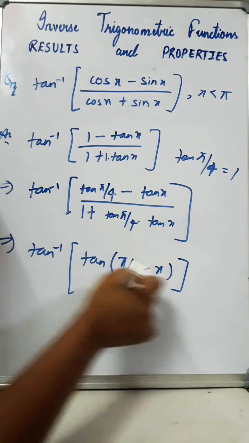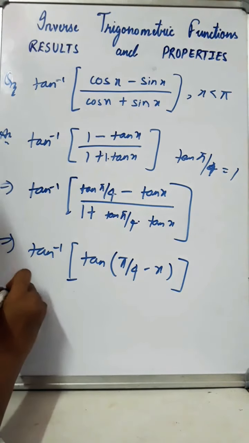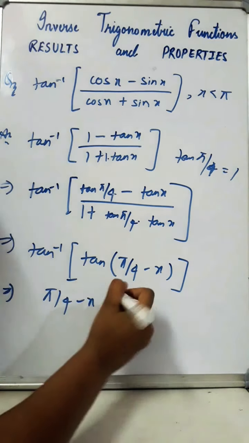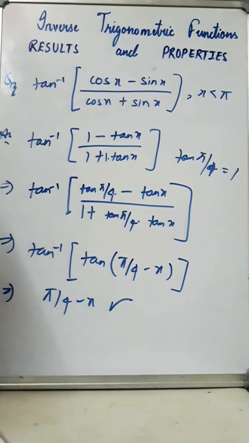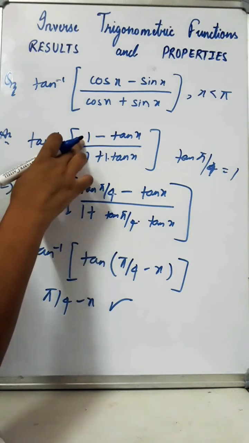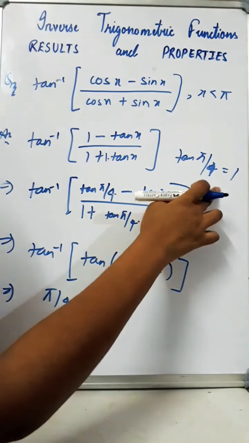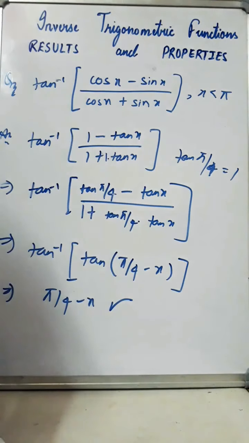Right? So you got it. Now what is your answer? Pi by 4 minus x. So this is your required answer. See what you did here. 1 was given, so you converted 1 into tan pi by 4. So this thing is going to be used in a lot of questions.